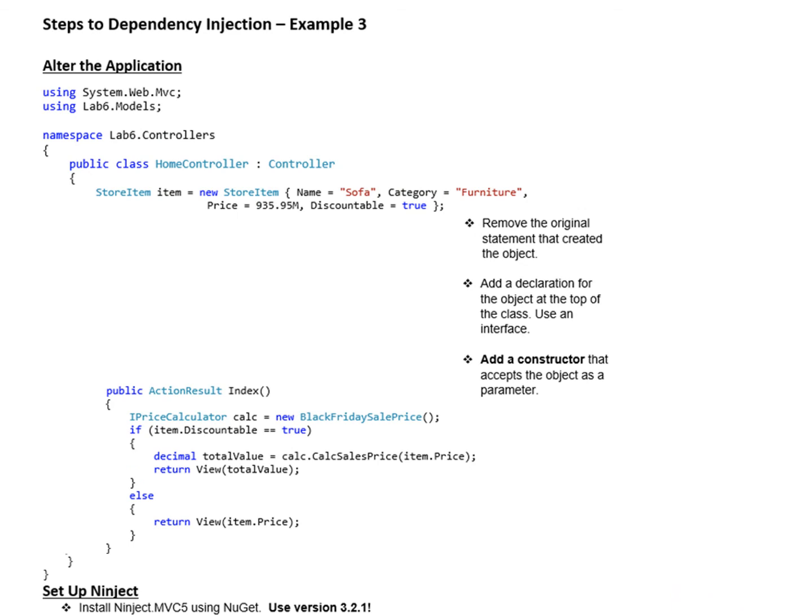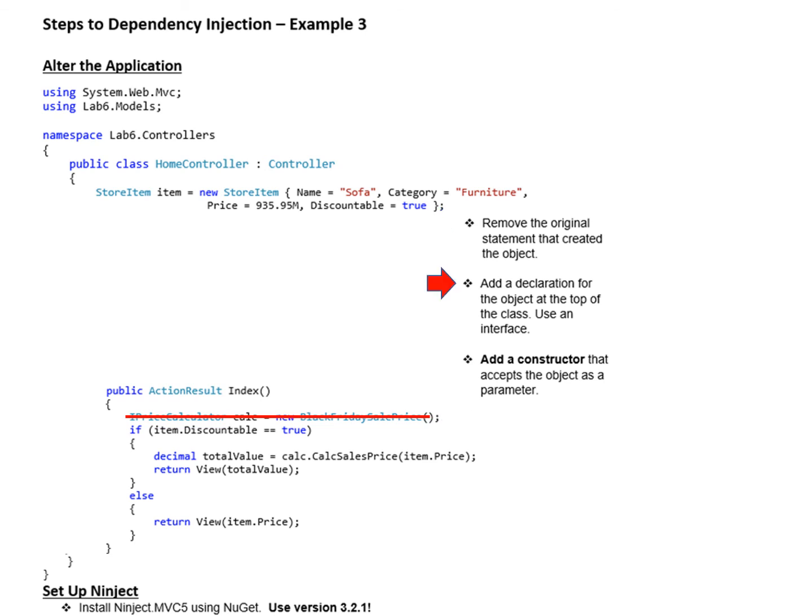Okay, third example here. We don't even have to look at what it's doing, other than to look down inside index and see this statement here, it's IPriceCalculator. It again is called calc, and the way it's written now, we're creating an instance of BlackFridaySalePrice. So we will need to get rid of that. Our first step is to remove the original statement that created the object. We want to get rid of it because we don't want to mention BlackFridaySalePrice, because maybe we want to swap that out with something else. So we're going to go ahead and get rid of that for that first step.